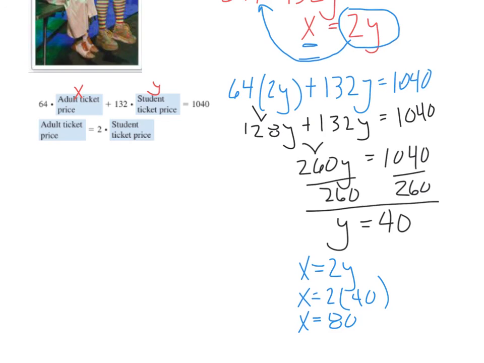So again, in a word problem, we want to make sure that we are giving our accurate answers with our labels attached. So we are going to say $40 per student ticket and $80 per adult ticket.